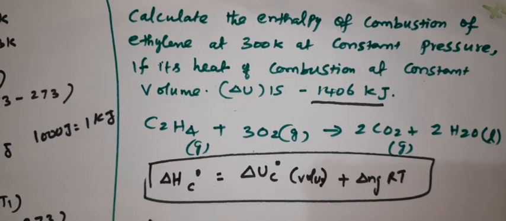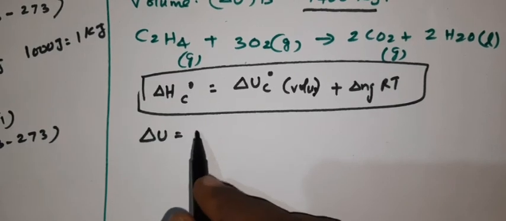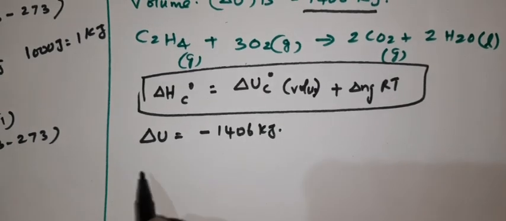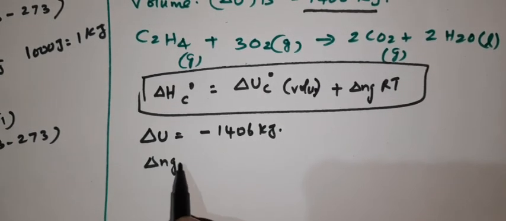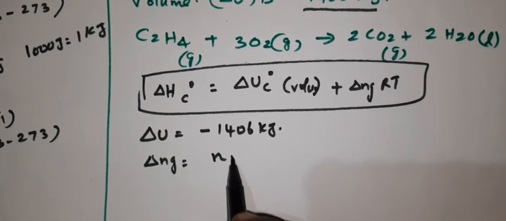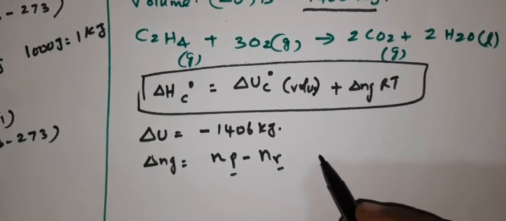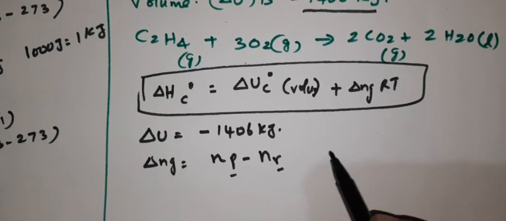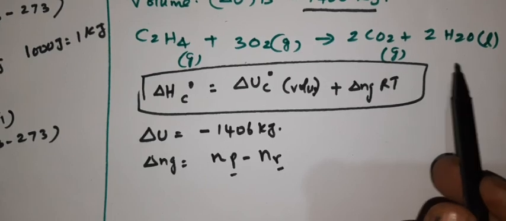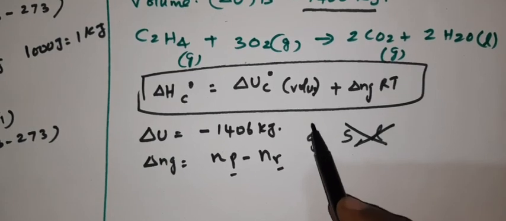The delta U value is minus 1406 kilojoules, which is given. Delta n_g is the number of moles of products minus the number of moles of reactants, but only in gaseous state. Wherever there is a gas, only then take it. Don't take other states. Solid and liquid should not be considered. Only gas should be considered.